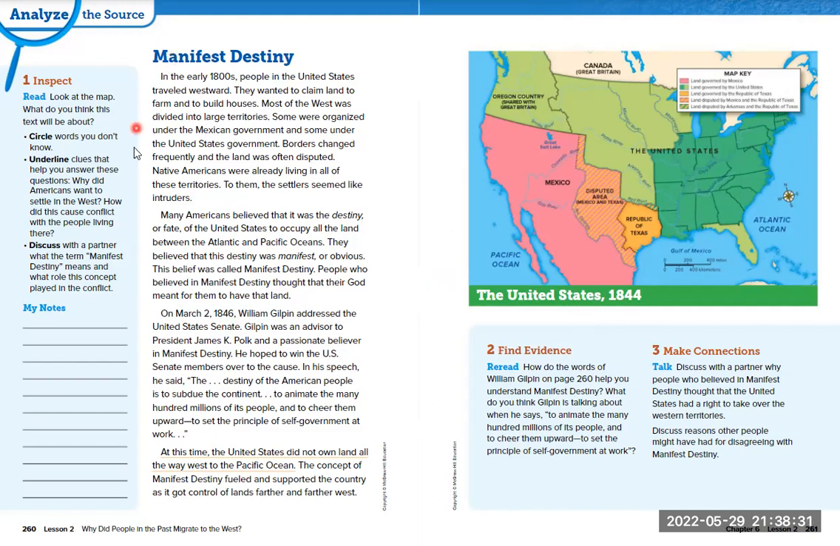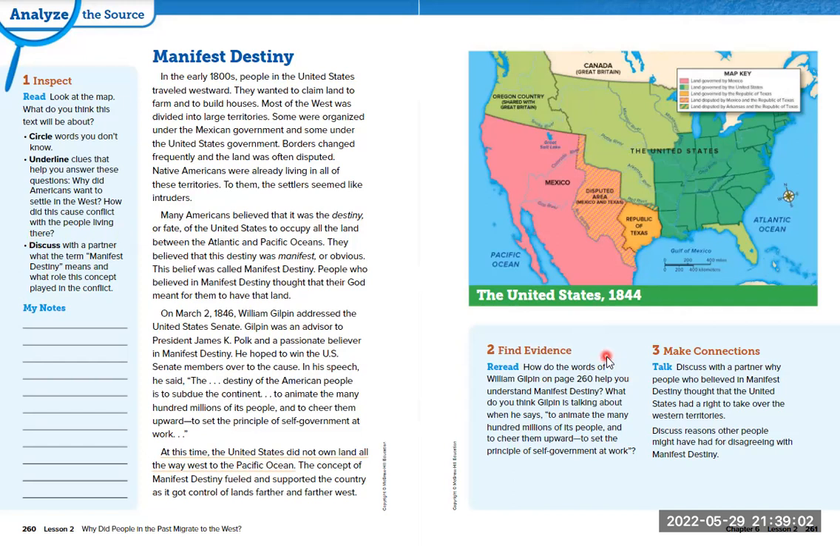In the first paragraph, we talked about how Native Americans were in all of this land already. So if another group comes in and says that this is their land and it is their right to take it, even though there are already people living on it, even though there's already a system set up, or there are already people living there who have their own rules, then that will cause a conflict, that will cause a fight. So if it says, how did this cause conflict with the people living there? You can read paragraph 1 and underline it.